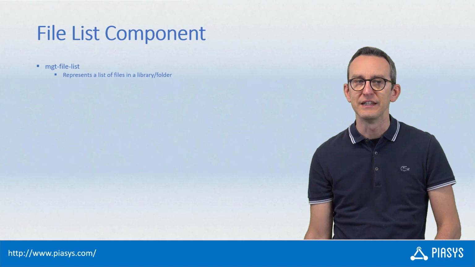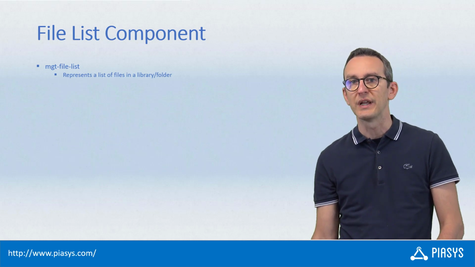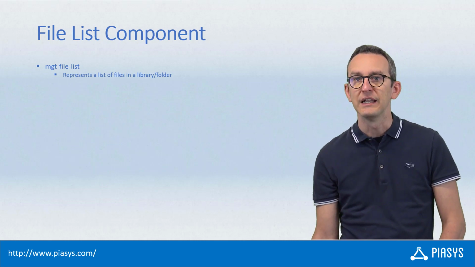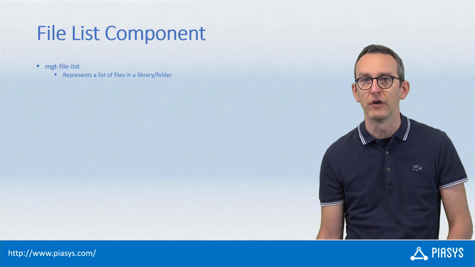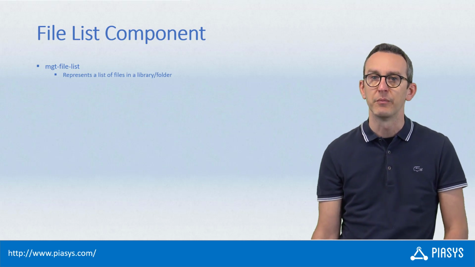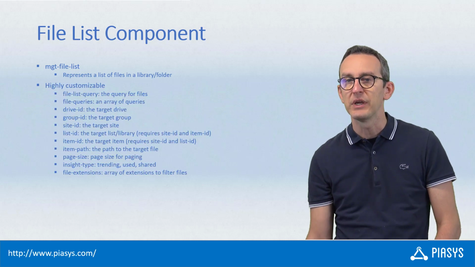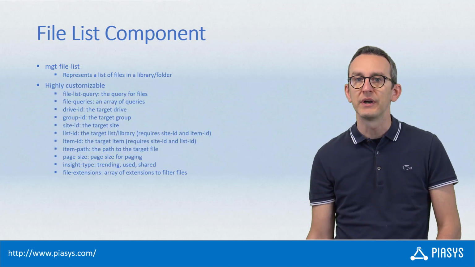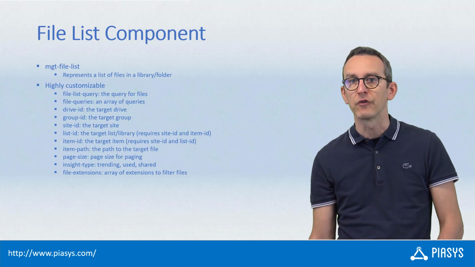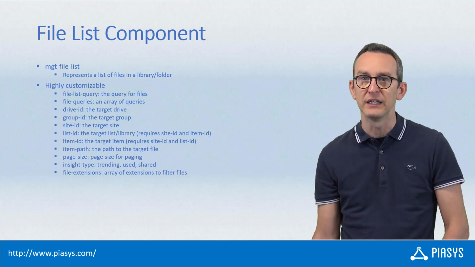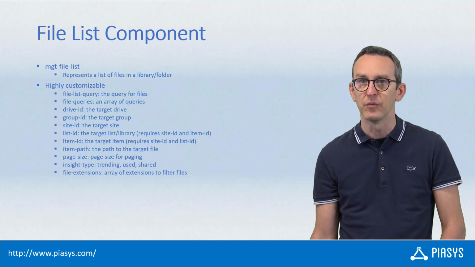The mgt-file-list is useful whenever you want to render a list of files in a library or in a specific folder of OneDrive or of a group or of SharePoint Online. And again, we have plenty of properties that we can configure to target the list, library, or folder that we want to render in the mgt-file-list component.